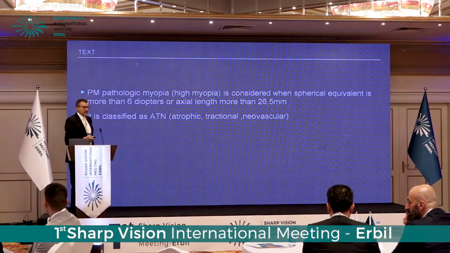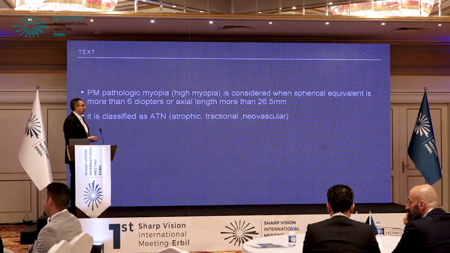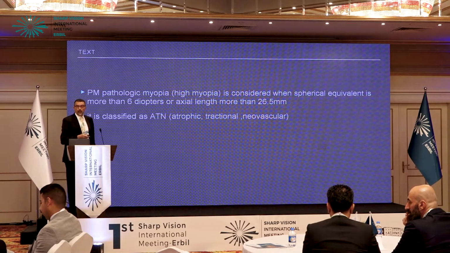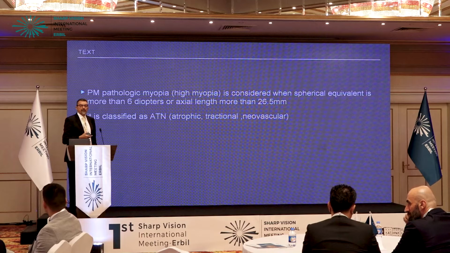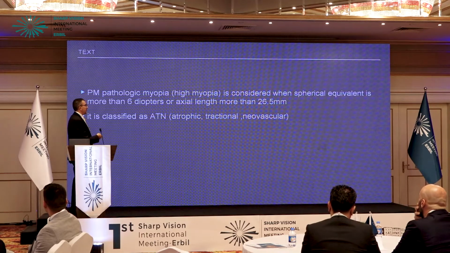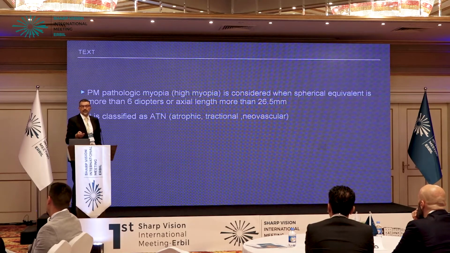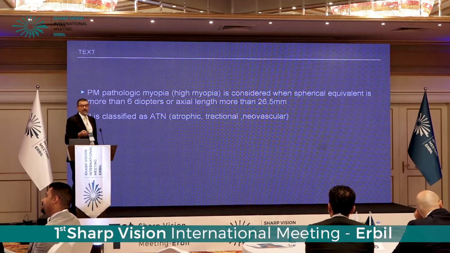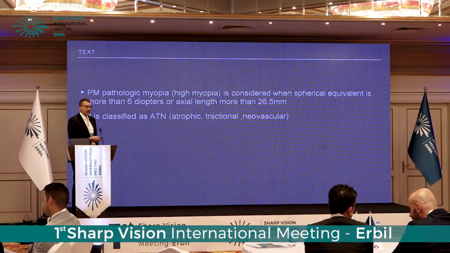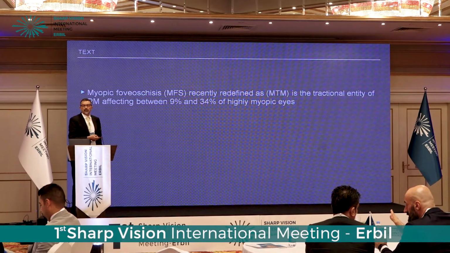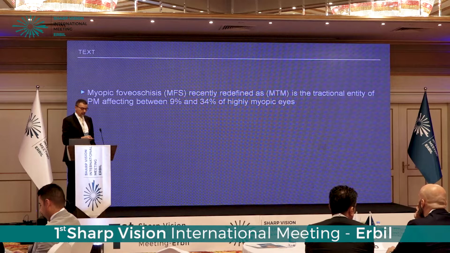Pathological myopia is the terminology used when the axial length is more than 26. When the axial length is more than 26, which is pathological myopia, it is subdivided into three types: atrophic, tractional, or neovascular. Neovascular, like CMV, or tractional, like the subject today, myopic tractional maculopathy. So the terminology myopic tractional maculopathy is now more recently used.